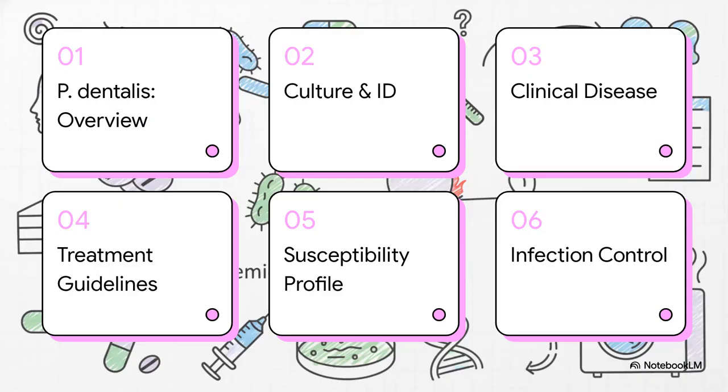So here's our game plan. We're going to start with an overview of the organism itself. Then we'll head to the lab bench to talk identification. After that, we'll see how it all connects to the patient, the diseases it causes, treatment guidelines, susceptibility, and finally, how we handle infection control.